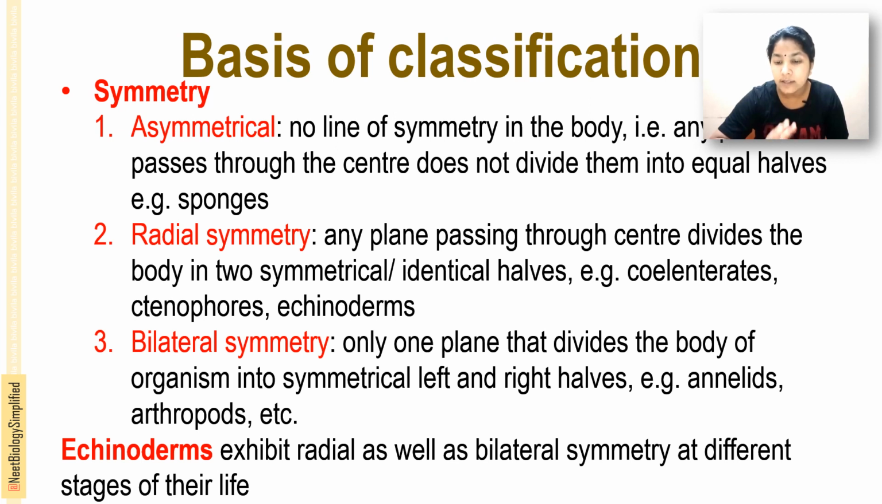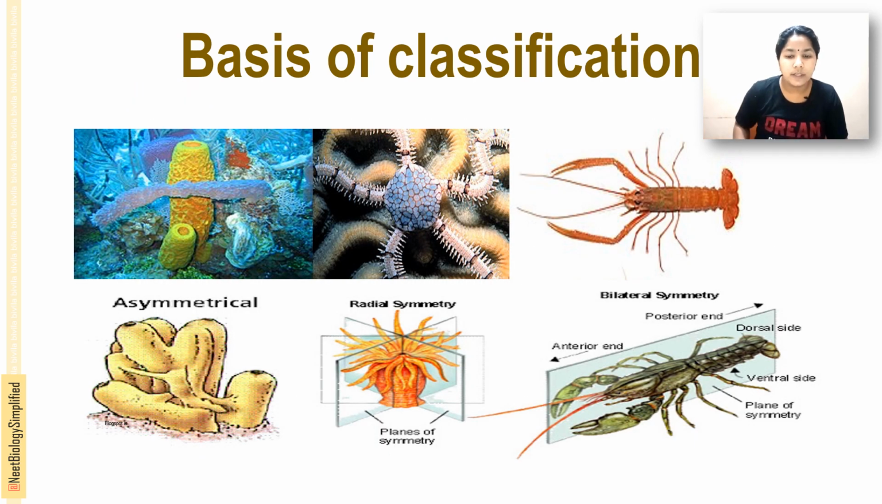And echinoderms exhibit radial as well as bilateral symmetry at different stages of their life. They pass through different stages in their lives, and based on the stage, they exhibit either radial or bilateral symmetry. That is an exceptional case. This is a picture that shows symmetry. The first one is a sponge.